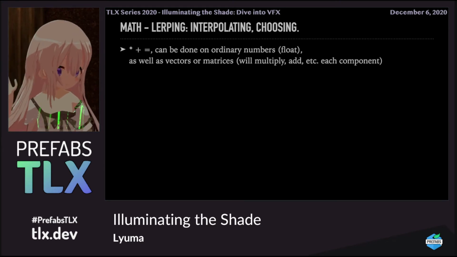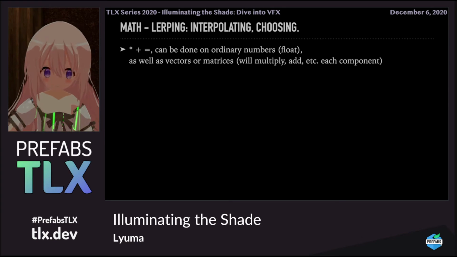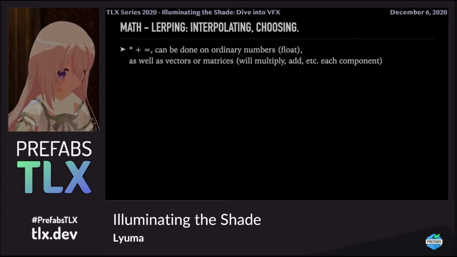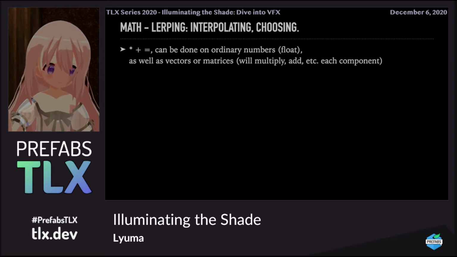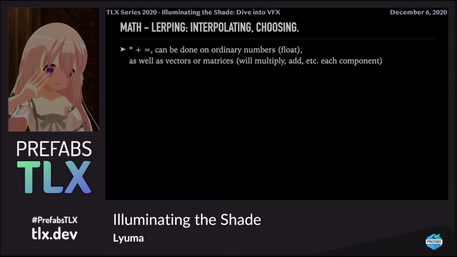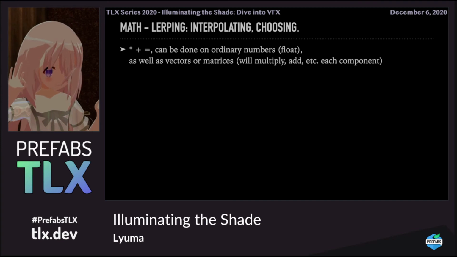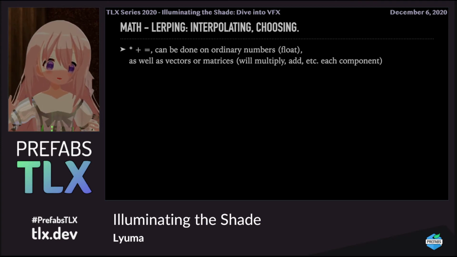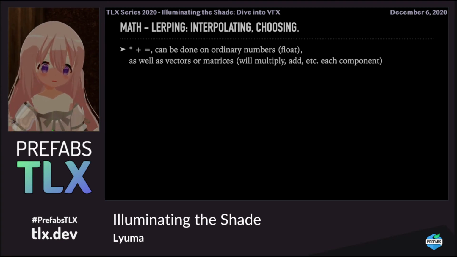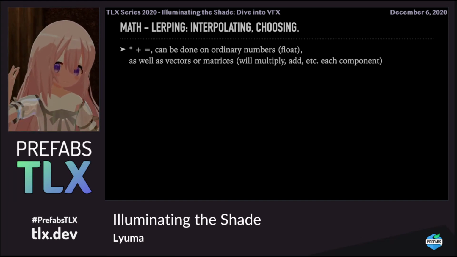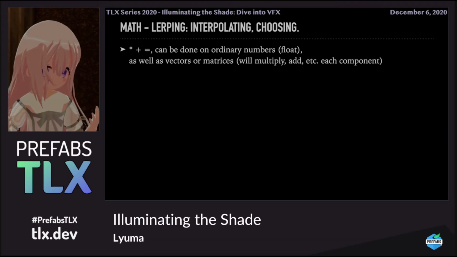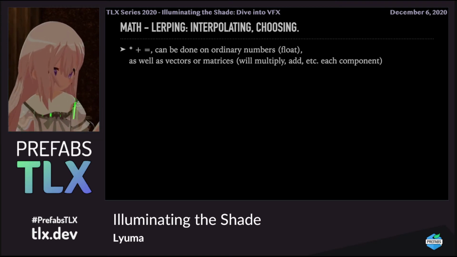So lerping, interpolating. Oh, actually, sorry, I stuck on a random thing here. Multiplication is useful, can be done on floats, but also can be done on vectors. When you do it with a vector, it just multiplies every component in the vector. So you can multiply, for example, a vector with 2, and it'll essentially make the vector twice as long. It'll scale it. You can also add two vectors together. All of these things can be done.